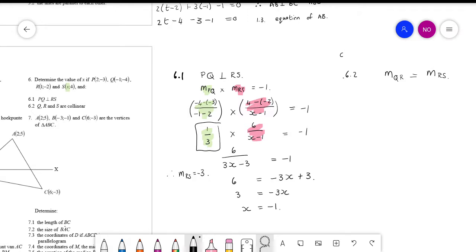Okay. Goed, so die gradiënt van QR is -4 minus -2 op -1 minus 1 en dis gelyk aan 4 minus -2.